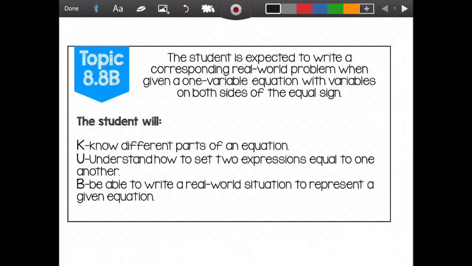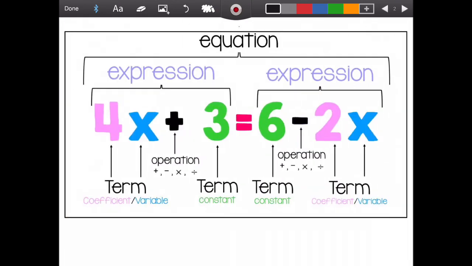It is Thursday. We are moving on to topic 8.8b, which is: the student is expected to write a corresponding real-world problem when given a one-variable equation with variables on both sides of the equal sign. All right, so guys, the only difference here is now instead of writing the equation from a word problem, we're going to be given the equation and asked to either match it to the word problem or write our own word problem. So again, let's just go over a few vocabulary parts of the equation, things that we need to know.